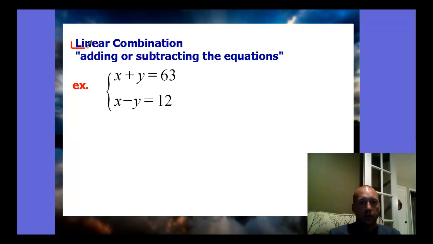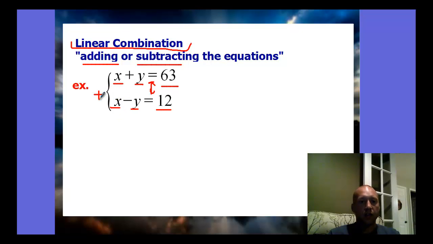Another method, linear combination, is what it is sometimes called in textbooks. All you're really doing is adding or subtracting the equations. You take these two equations, and this is a great method if you get them both in standard form, where you see how the x is above the x, the y is above the y, the constant is above the constant, the equals are lined up. So it's all in the same form, then it's pretty easy to set up.